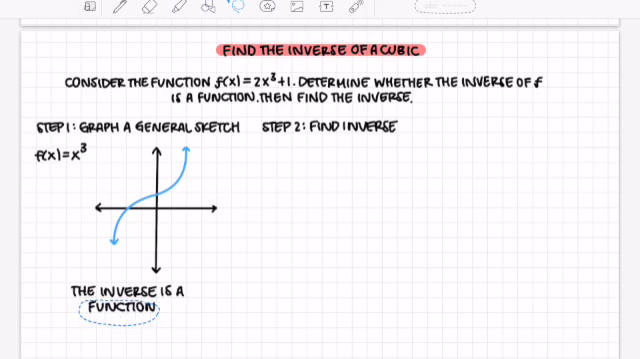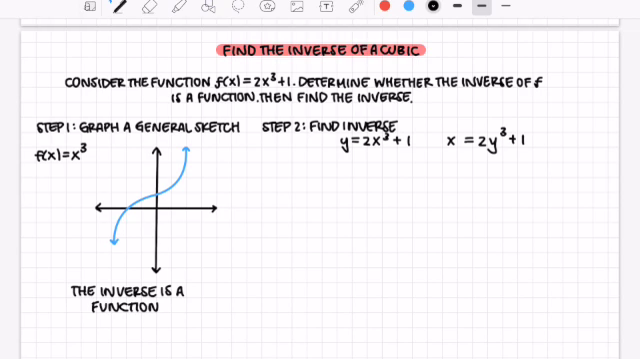Okay, so all I'm going to do now is find the inverse, going through the same steps that I usually do when finding the inverse of a function. So I'm going to start off first with y equaling 2x to the power 3 plus 1. I'm going to swap my y and x, so we get x equals 2y to the power 3 plus 1. And then I'm isolating my y value, so I'll subtract 1 from both sides. And I get x minus 1 equals 2y to the power of 3. And then from there, divide both sides by 2.